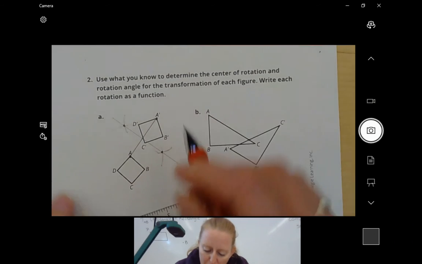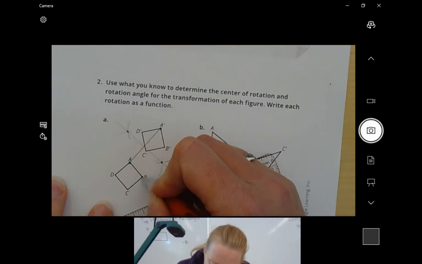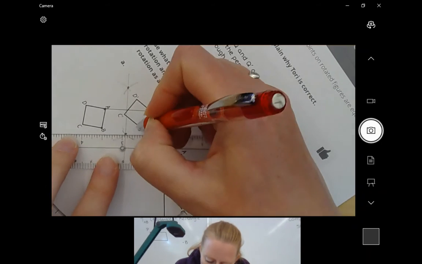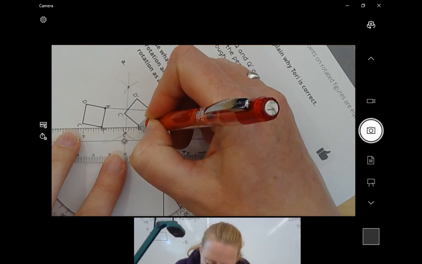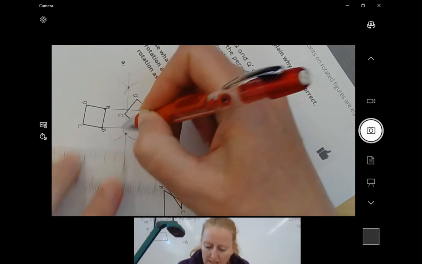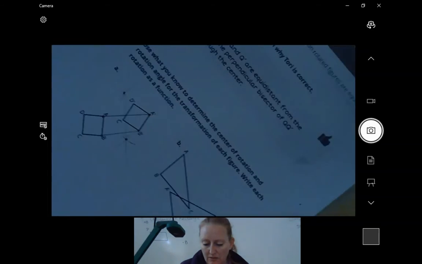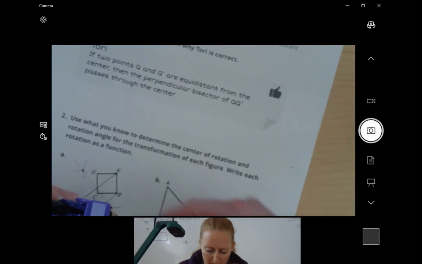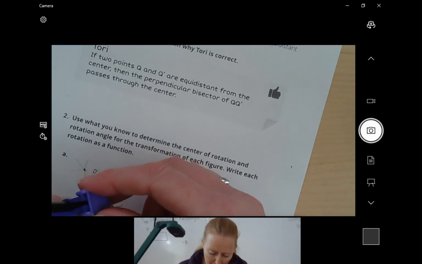Let's do B and B prime, right? Here's B prime. I'm going to connect those, and once again, I'm going to do the perpendicular bisector. These are slightly different angles, aren't they? So I'm going to put my stabby side on B. I'm going to make sure I'm more than halfway, which I am.